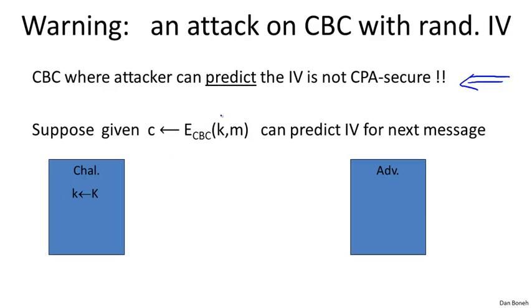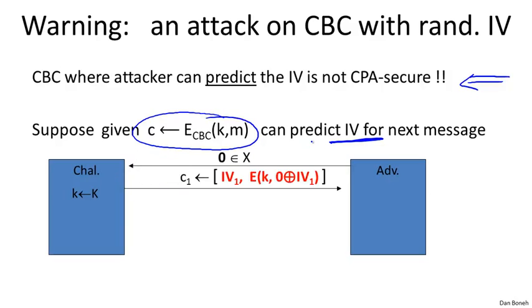Suppose that given the encryption of a particular message, the attacker can predict the IV that will be used for the next message. Let's show that the resulting system is not CPA secure. The first thing the adversary does is ask for the encryption of a 1-block message, and that block is going to be 0. What the adversary gets back is the encryption of 1 block, namely the encryption of 0 XOR the IV, and of course the adversary also gets the IV. Now the adversary by assumption can predict the IV that's going to be used for the next encryption. Let's call that IV, well, IV.